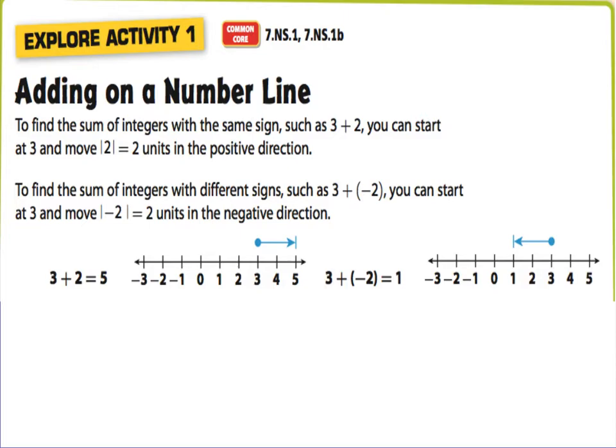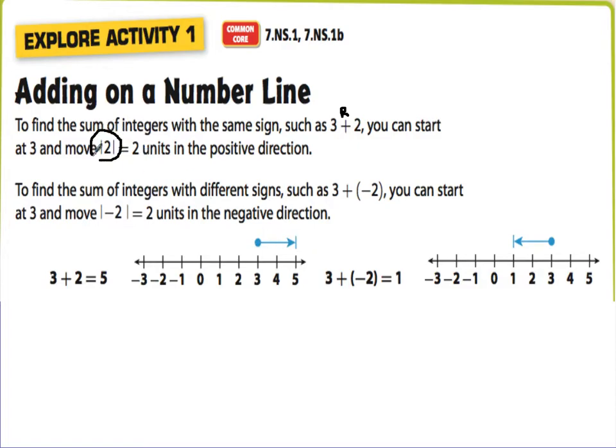So when we're adding on a number line, we talked about this a little bit in the last lesson. The addition sign and the negative sign and the subtraction sign tell you which way you're going. So in this case, if we look at the sum of 3 plus 2, we can start at 3 and then move 2 units in a positive direction because the 2 is positive. So here we have 3 and then we're moving to the right because that's what the plus sign tells us to do. And since this is positive, we continue to go to the right. So we start at 3 and move 2 units to the right.